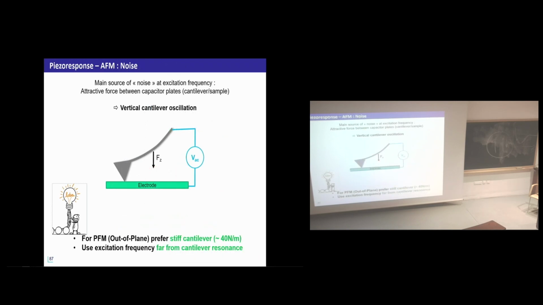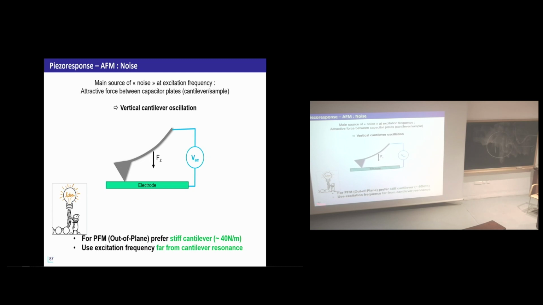One of the main sources of noise at the excitation frequency comes from the oscillation of the cantilever because of the capacitive coupling. You have to realize that it's extremely small, but what you want to measure is small too. You want to measure something which is 10 picometers in amplitude or 50 picometers in amplitude. So you can understand that with the huge surface of the cantilever and the electrodes, you can obtain such an amplitude of oscillation coming from that.